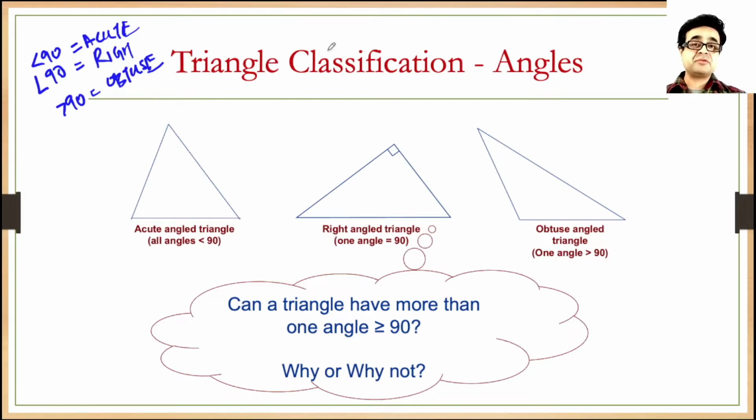Since the sum of the angles in a triangle has to be 180, you cannot have more than one angle as 90 degrees in a triangle, right? And an obtuse angle triangle is a triangle in which one angle is more than 90 degrees. The other two angles have to be acute, less than 90 degrees, because you cannot have more than one angle in a triangle more than 90 degrees, otherwise the sum of the angles would be beyond 180.